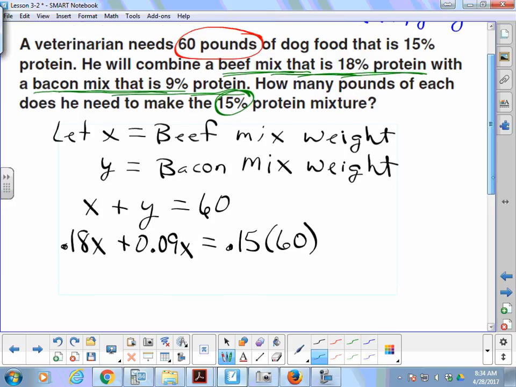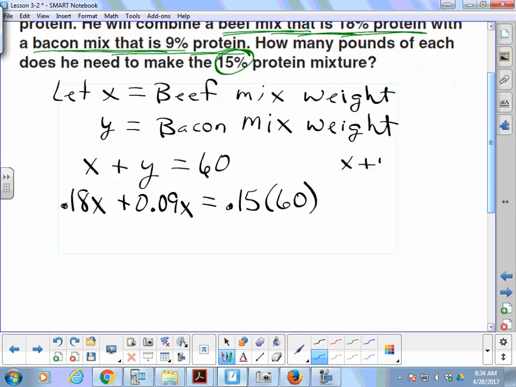All right, so let's simplify this a little. We have X plus Y equals 60, and 0.18x plus 0.09y equals, well, what's 15% of 60? Anybody know off the top of their head? I don't either. So what do we do to find that out? A little multiplication. Is it 9? All right, equals 9.